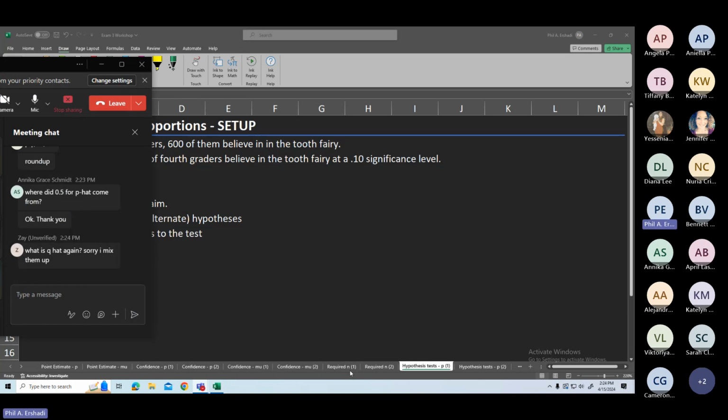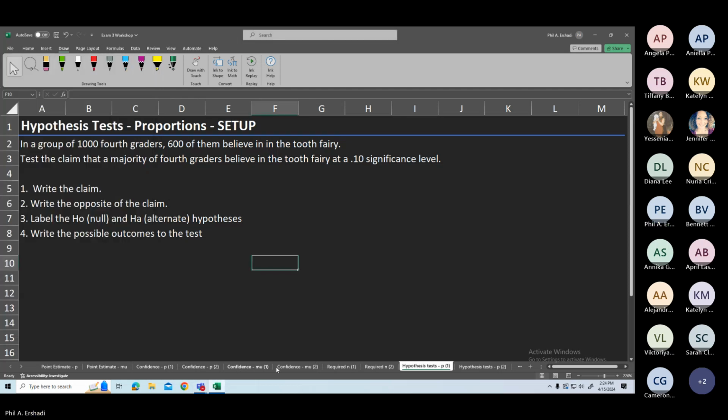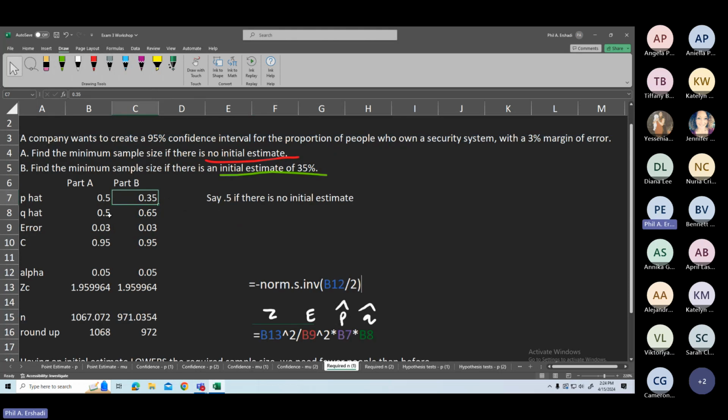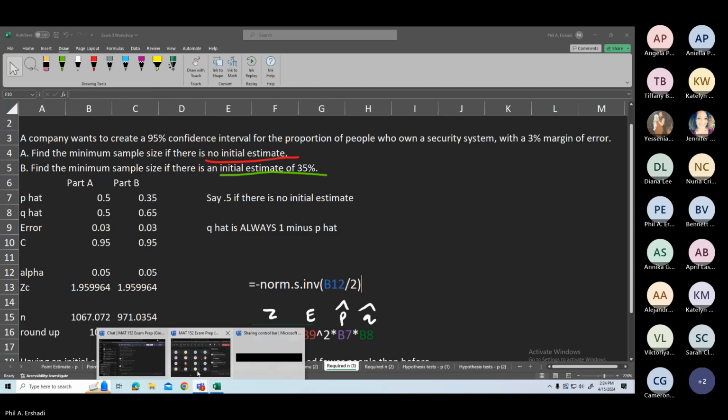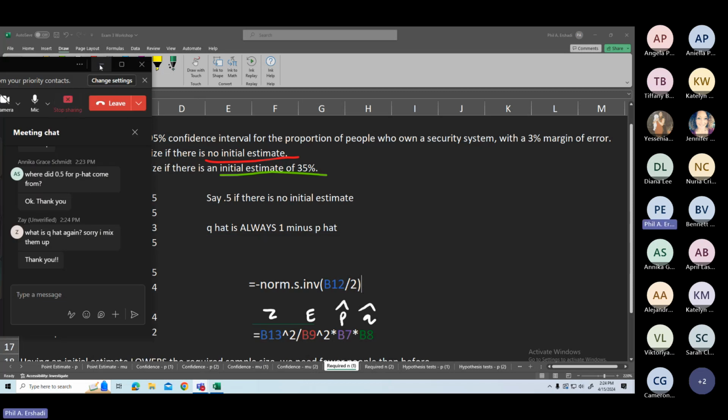What's Q-hat again? Okay, so Q-hat is something we covered before you came in, I think. So I'll just say it one more time here. Q-hat is always 1 minus P-hat. So anytime that comes up, that's what they mean. So if you know P-hat, you always get Q-hat.